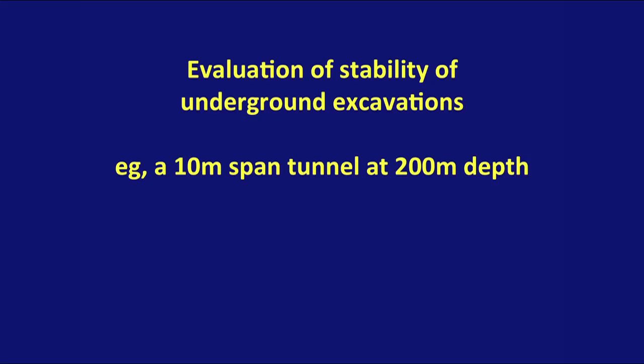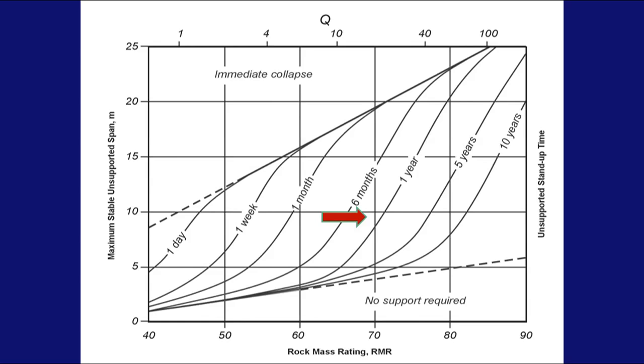Evaluation of stability of underground excavations in rock masses. For example, if we consider a 10-meter span tunnel at a depth of 200 meters. This shows a chart developed by Bieniawski, which correlates the span of an excavation with the rock mass rating. And on the chart, you can determine the stand-up time of that excavation.